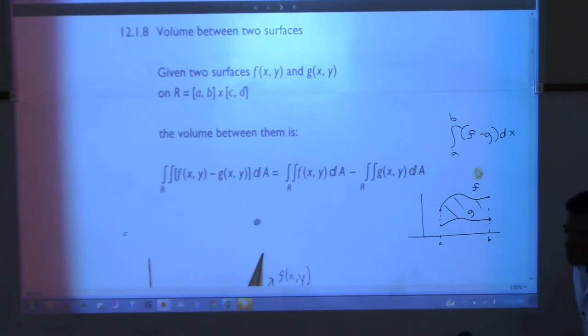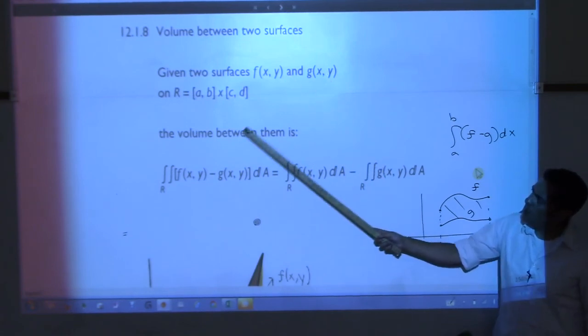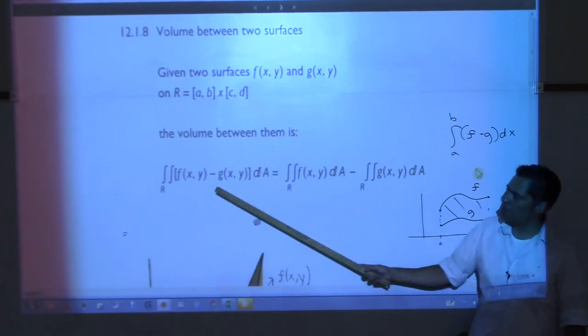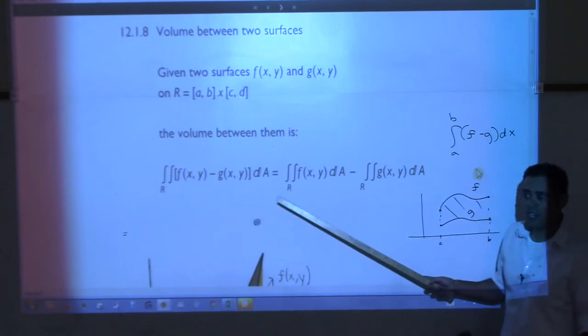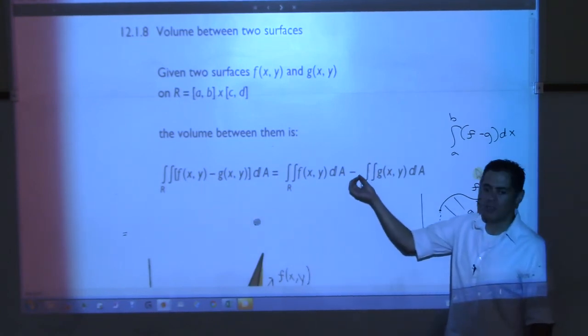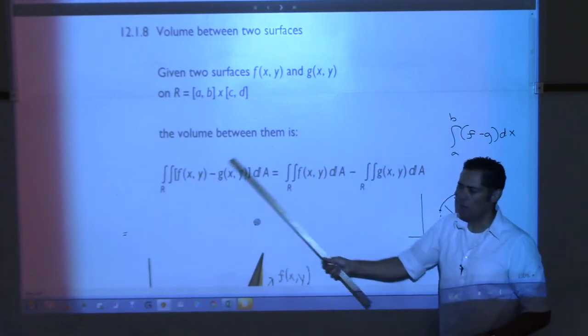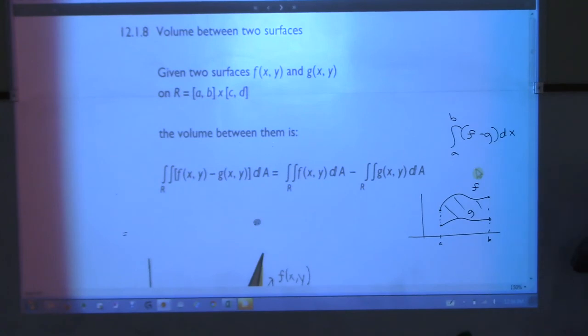If you have two surfaces, F and G, the volume between them is just the double integral of F minus G. That's it. And you can split it up using the properties of double integrals into two separate integrals, or you can do it all at one time. Really, it just depends on you.